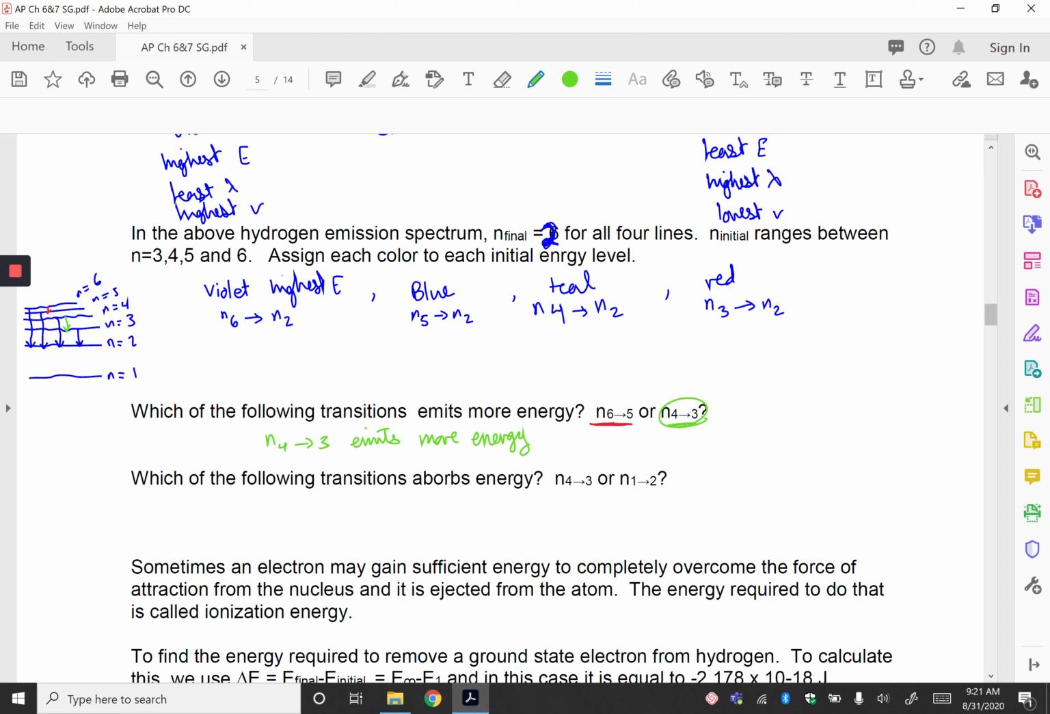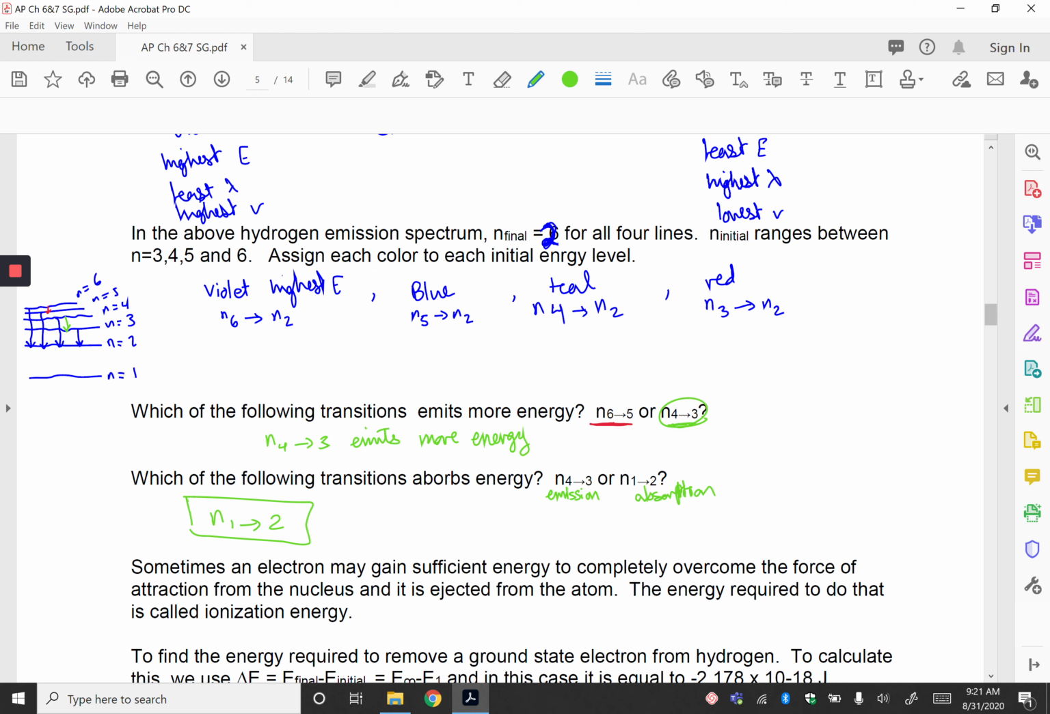Okay, which of the following transitions absorbs energy? N4 to 3 or N1 to 2? So if we're absorbing energy, that means the electron is going to a higher energy level, right? So going from 4 to 3, that's going down in energy levels. That's going to be an emission. But going from 1 to 2, that's jumping up to a higher energy level. That will be absorption. And so the answer is the 1 to 2.